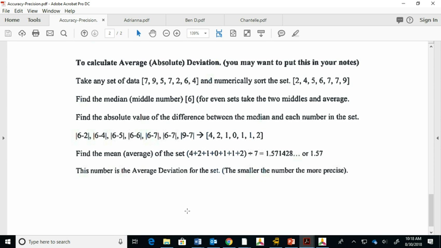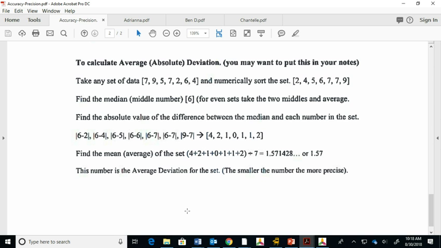If you have a set of measurements, right? So they've given you a data set, 7, 9, 5, 7, 2, 6, 4. First, you have to sort it numerically. So from lowest to biggest, right? 2, 4, 5, 6, and you'll have this exact thing on your lab tomorrow. Don't feel like you have to write this down. Okay, but it is there on your lab.